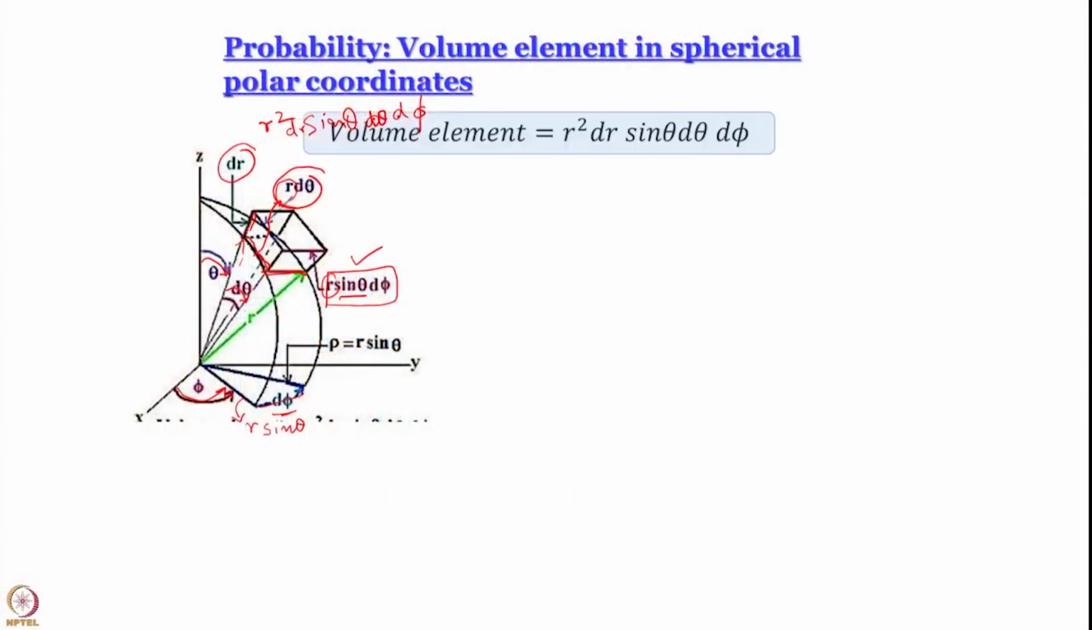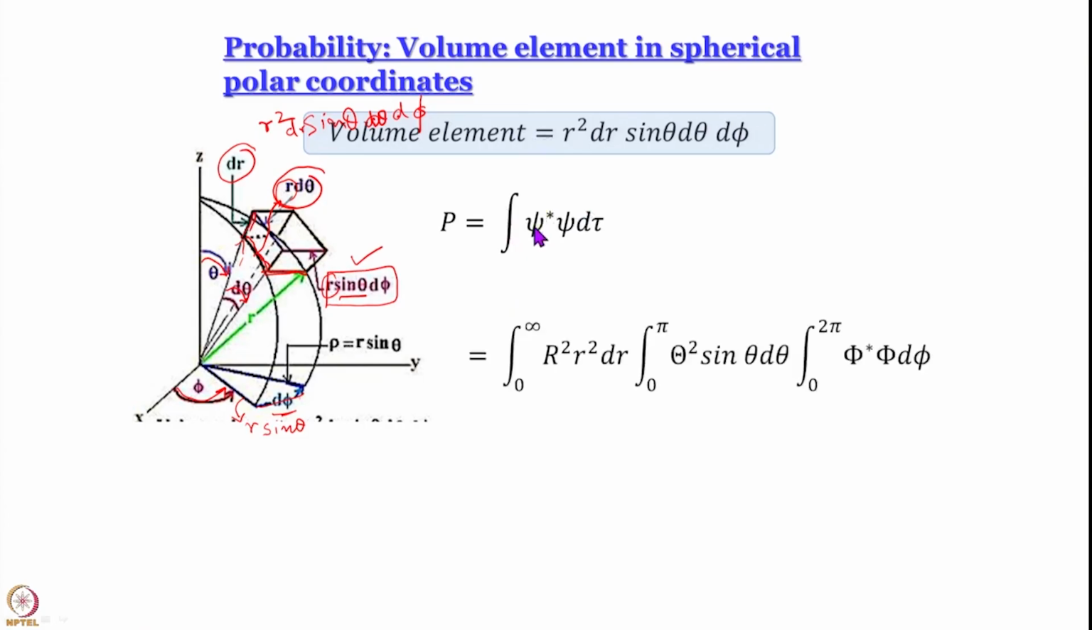Okay. So, this is the reason. Volume element is r square dr sin theta d theta d phi. Now, let us do a little more rigorous calculation of the expression for probability. P of course is equal to integral psi star psi d tau within the required limits. So, let us write this out. What is psi?